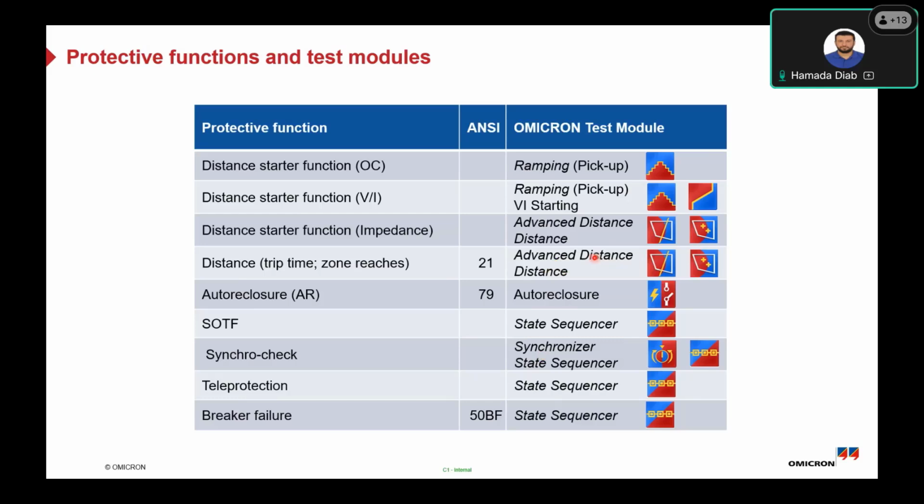So we will see now how to use the advanced distance module to run the short test for testing trip times, and the check test mode, which can be used to check the zone reaches, and the other option for zone reaches called the search test. Okay, so we will simulate different fault types and different fault loops to show you how to test the distance protection using the advanced distance module.